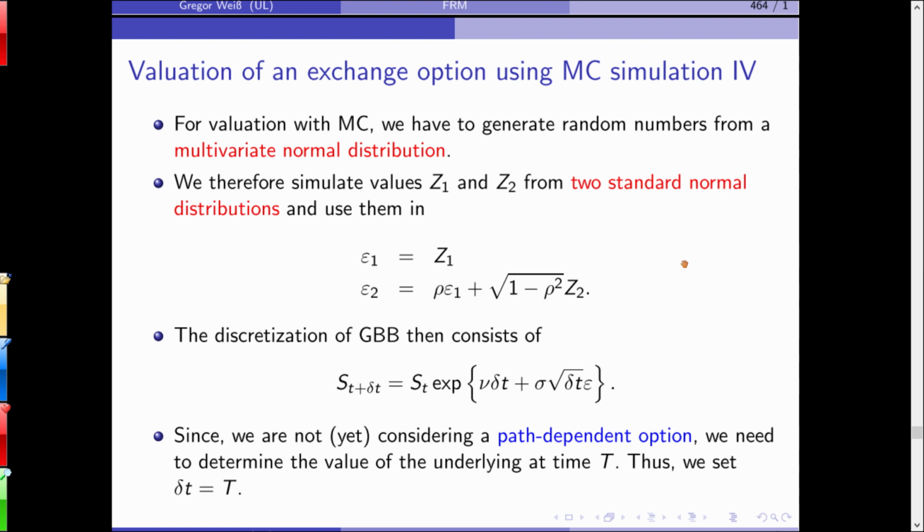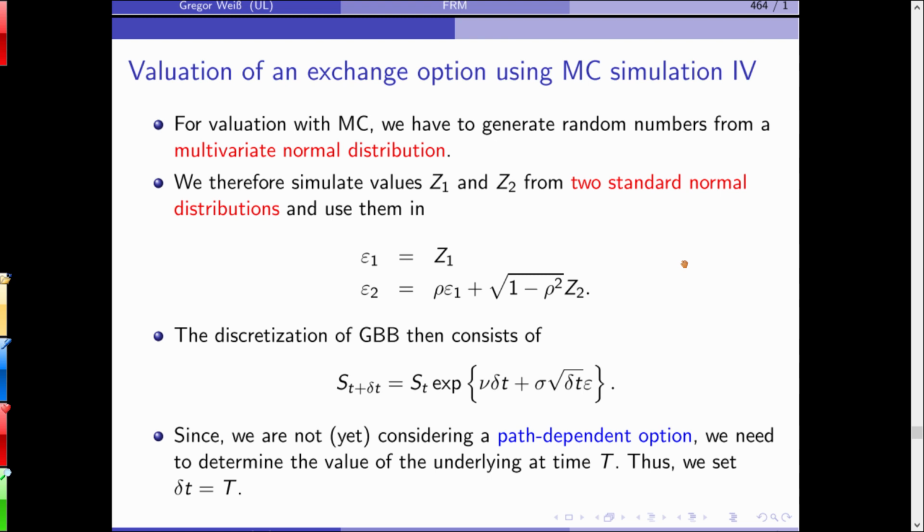But we want them to be dependent. We want to have two random variables that are linked to each other with a rho, with a correlation coefficient. So to simulate from a two-dimensional standard normal distribution with correlation rho, you need this formula. Epsilon 1 is Z1. And then you'll take epsilon 2, and epsilon 2 is rho times epsilon 1 plus square root of 1 minus rho squared times Z2. So you simulate twice from a standard normal distribution, and you calculate epsilon 1 and epsilon 2 via this formula.